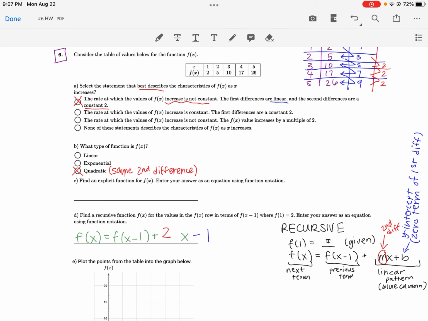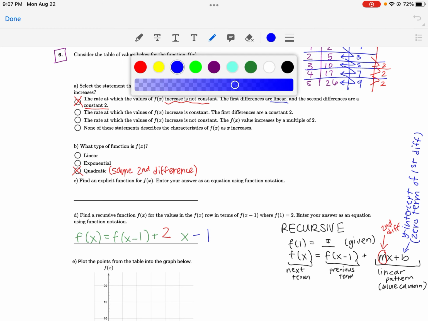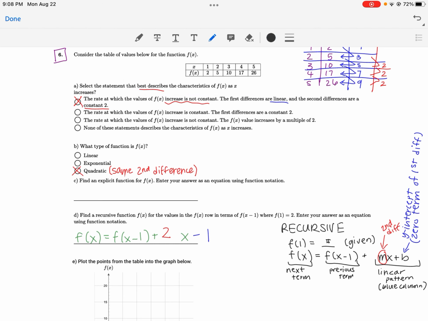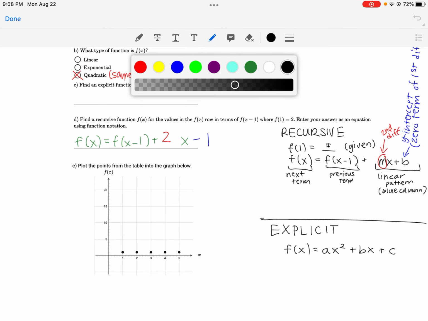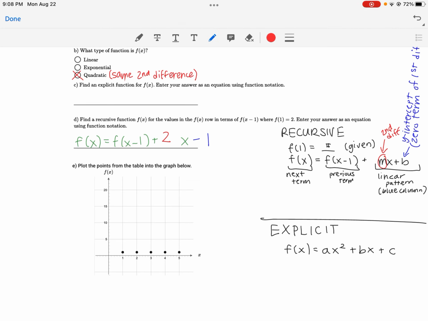Okay, that will be the same format every time for recursive. So you're finding out that mx plus b that you're adding. Let's talk about the explicit one then. I'm actually going to come down here to the bottom a little bit. So explicit equations will follow the format f of x equals ax squared plus bx plus c. There's always some patterns that they follow. The a will always be the second difference and then divided by 2.